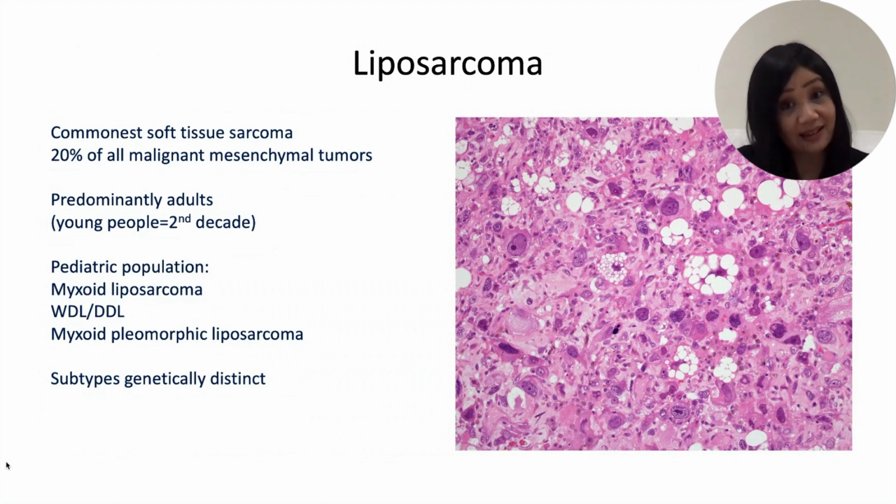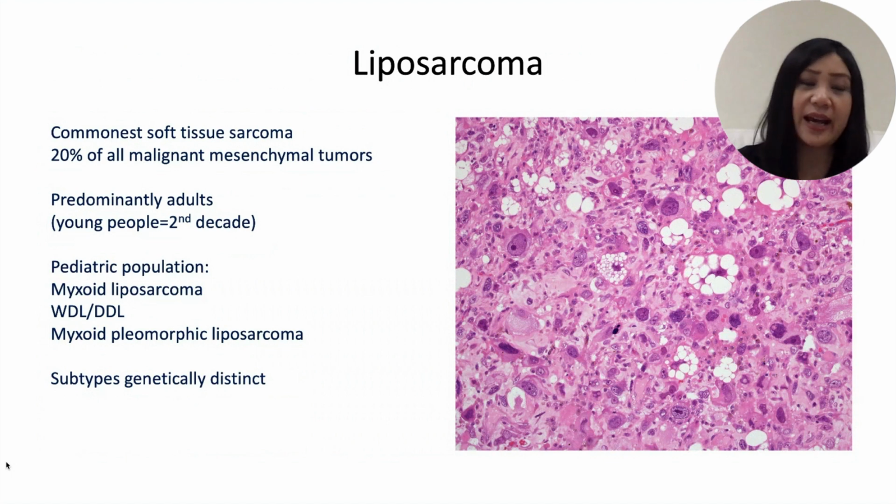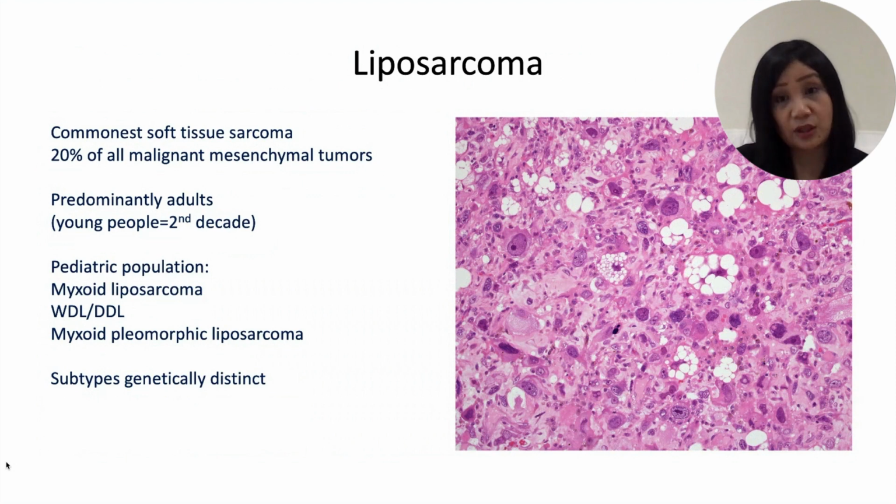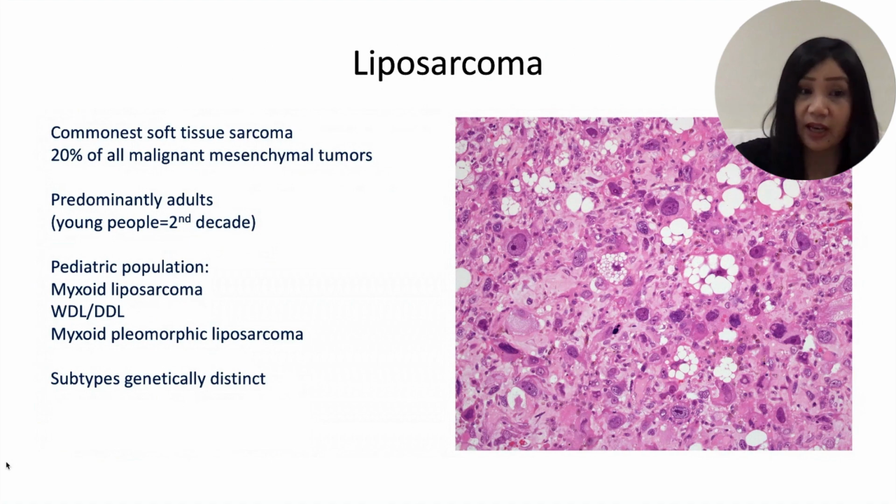And they're predominantly tumours of adults. They very rarely occur in young people. And when they do, it's typically in the second decade rather than in the proper pediatric population. When they occur in the pediatric population, all varieties can occur other than pleomorphic liposarcoma, which is rare. Most frequently, myxoid liposarcoma occurs, followed by well and dedifferentiated. And this new entity, a very rare entity of myxoid pleomorphic liposarcoma, which has a propensity to occur in young and pediatric females. These subtypes are essentially genetically distinct.